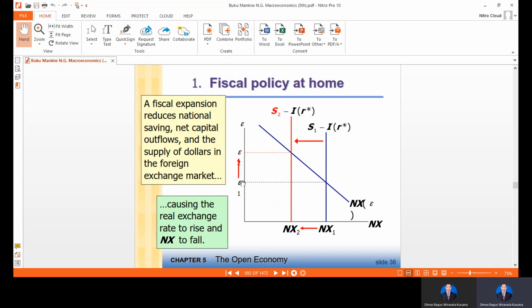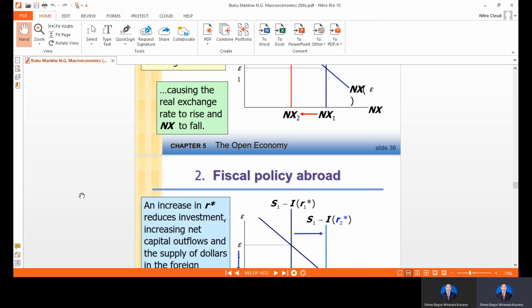Why does it happen? Because if the real exchange rate increases, it means that the price of goods in the domestic country is more expensive compared to the foreign countries. So the export price is not competitive at all. The export price will be increasing, so it will reduce the demand for exports, and the other way around, it is more competitive to purchase imported goods. So it will reduce the NX in the end.